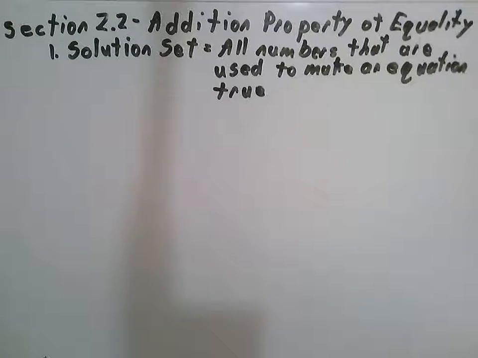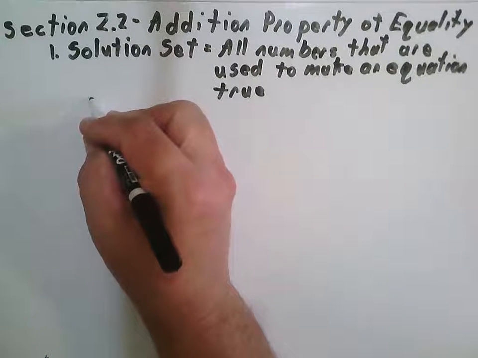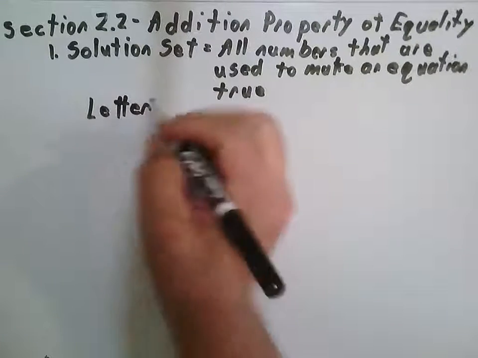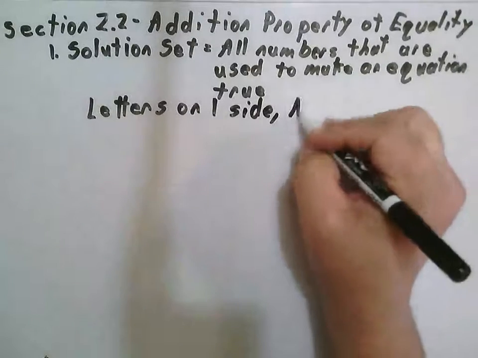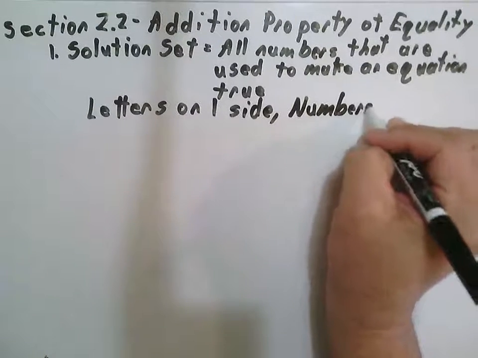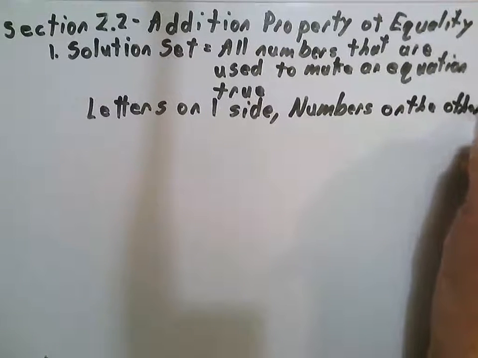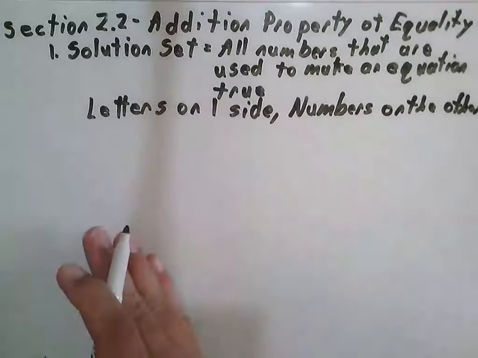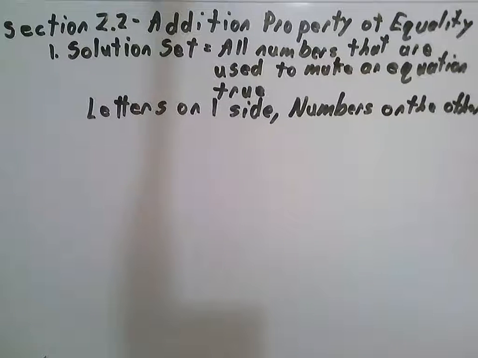Now, the rule that this all boils down to, and you've heard me say this over and over, is you need letters on one side and numbers on the other. What that means is we're trying to get our variables on one side of the equal sign, and the numbers on the other. That's not always the way you do it, but it will solve 99.9% of your problems. It will solve all your problems in this particular class.